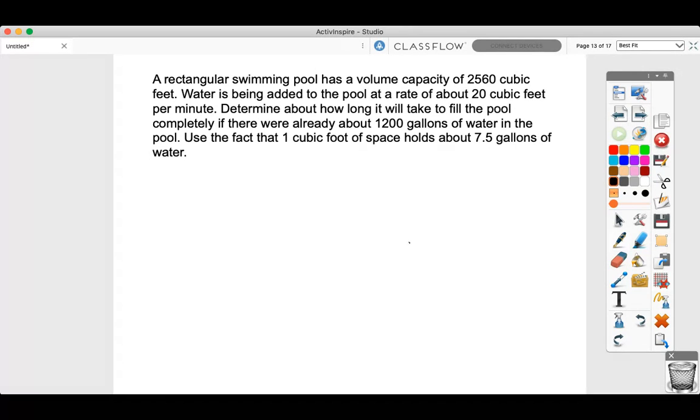Rate, as soon as you see rate, this is our slope. So rate, that's our m. Determine how long it will take to fill the pool completely if there are already about 1,200 gallons of water in the pool. Huh. Well, the capacity is in cubic feet, but this is in gallons. So we need to have some kind of relationship. Oh, hey, here it is. Use the fact that 1 cubic foot of space holds about 7.5 gallons of water. Since this is in cubic feet, and since our slope is in cubic feet, let's change these gallons to cubic feet.